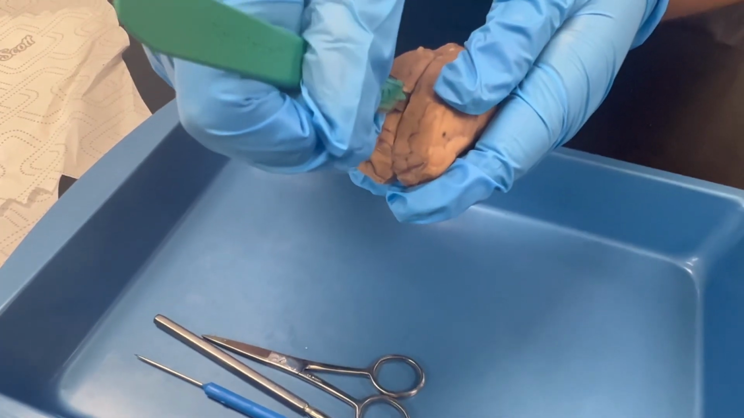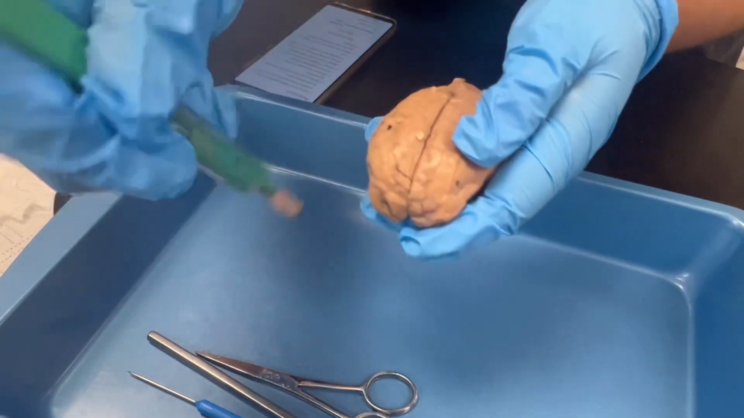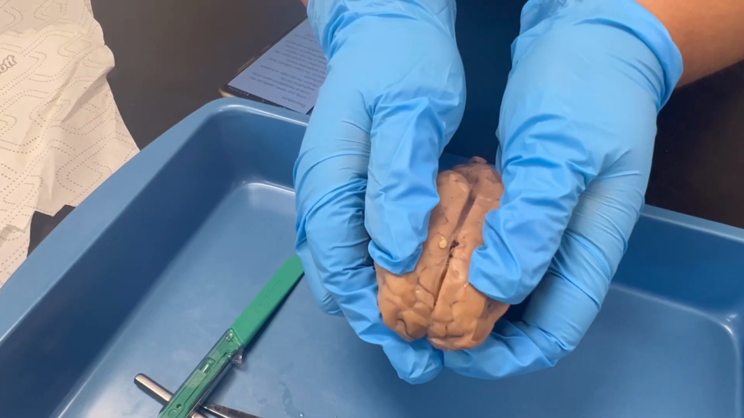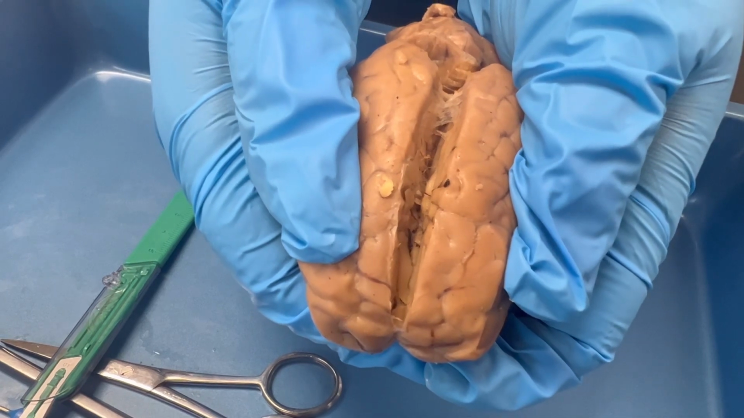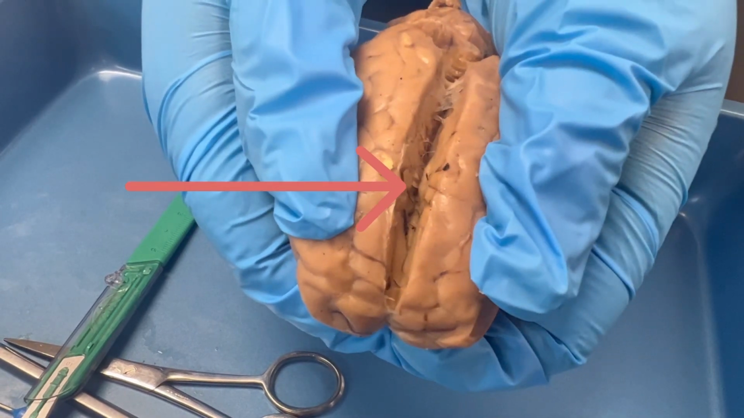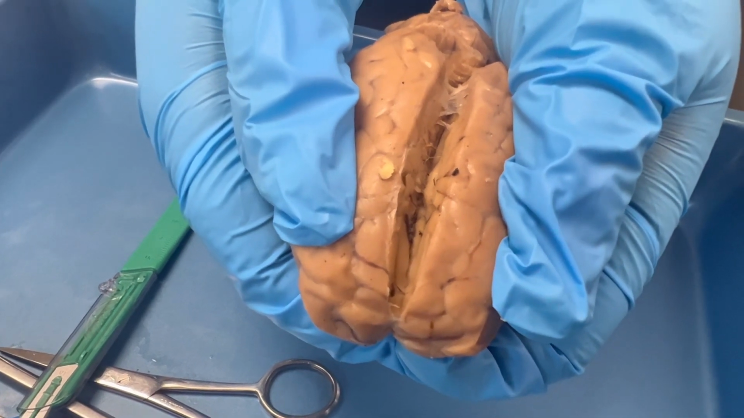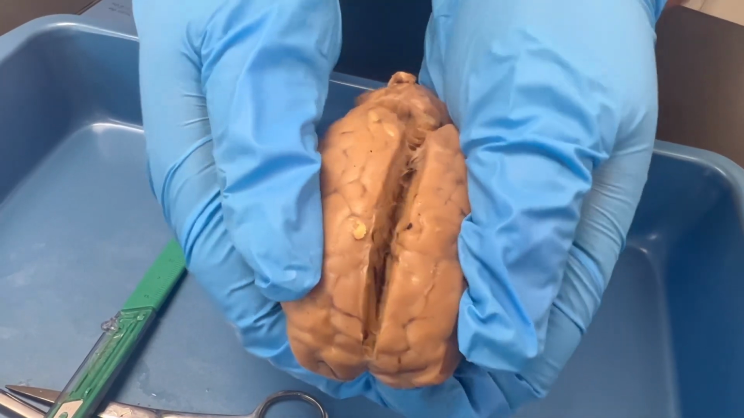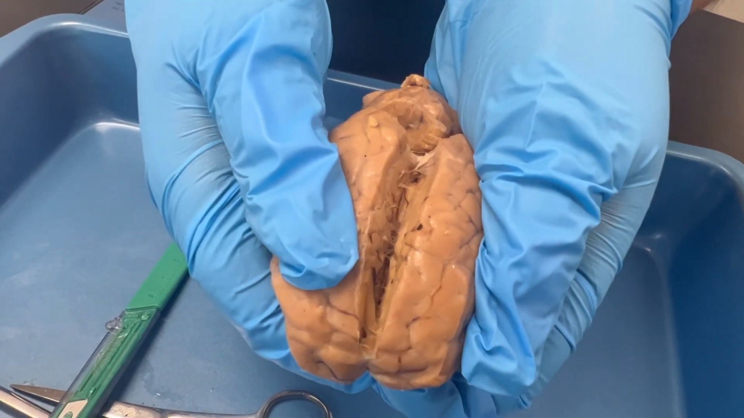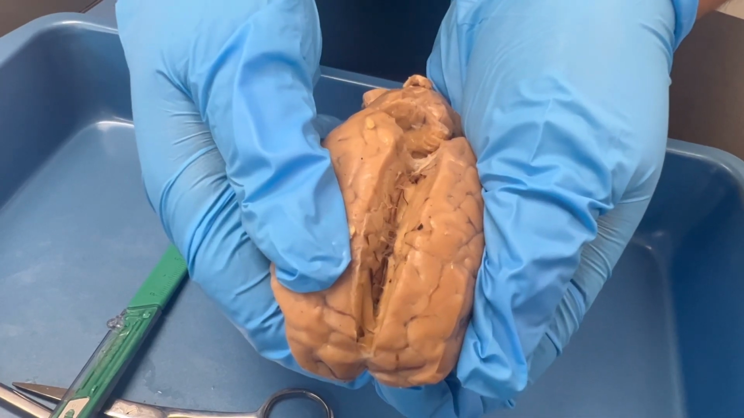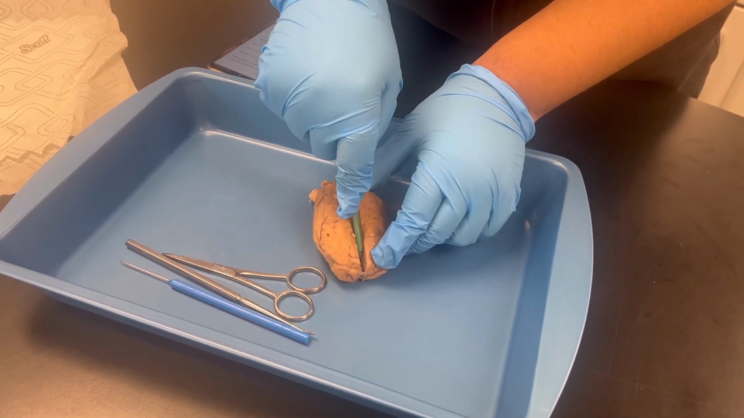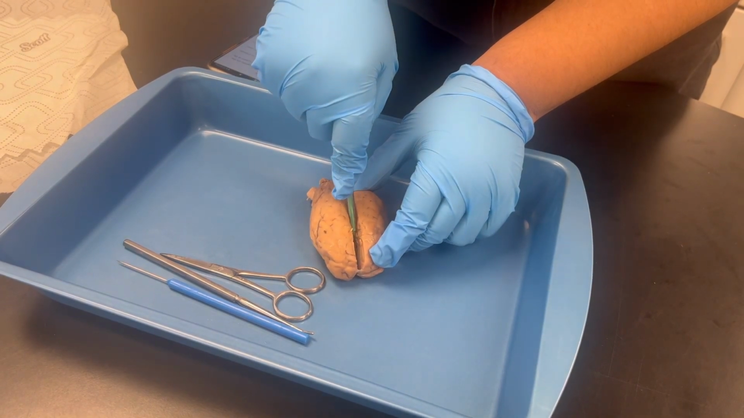We are now going to gently pry the hemispheres apart at the longitudinal fissure, or directly in the middle. What you are currently looking at is called the corpus callosum. It is like a bridge that connects the left and the right side of the brain. Since it is in the middle, that is also where information is transmitted from one side to the other. Alright, let's cut straight into the brain using a scalpel.